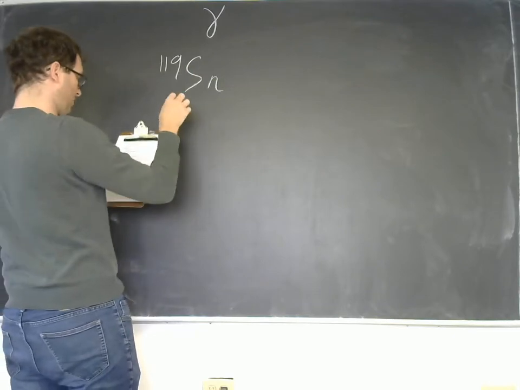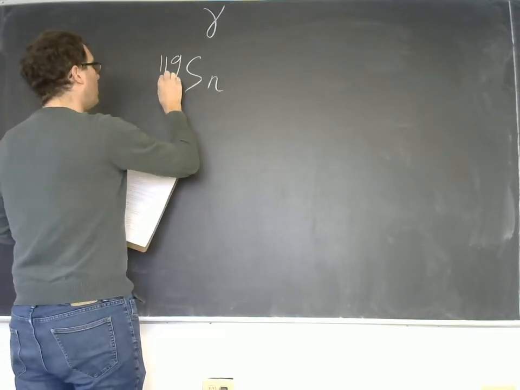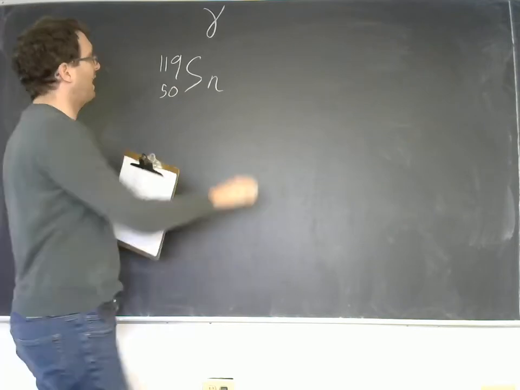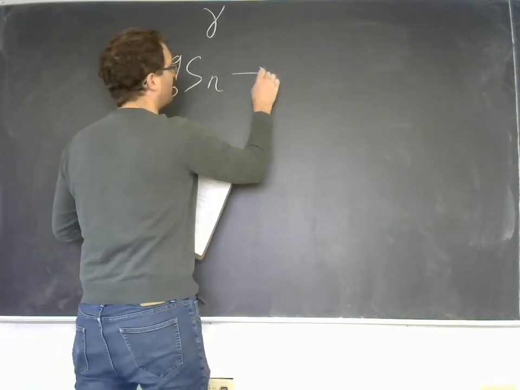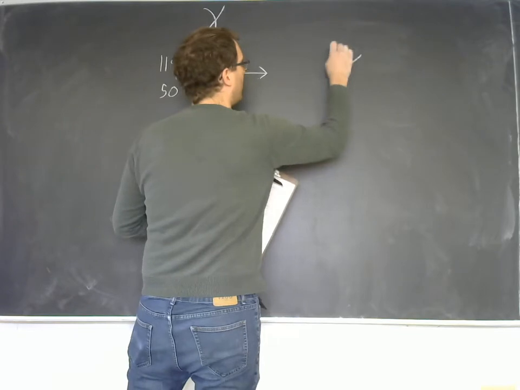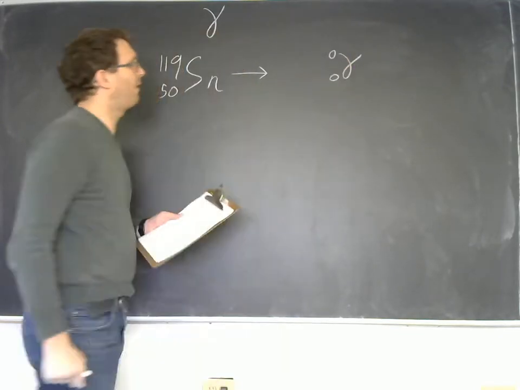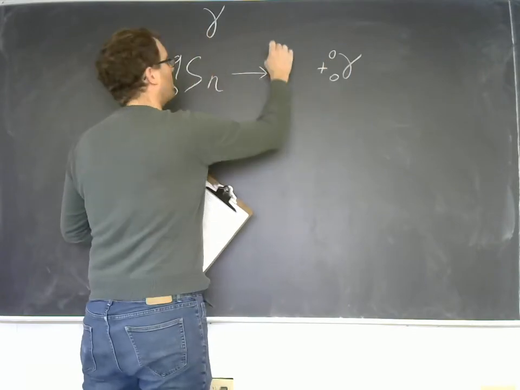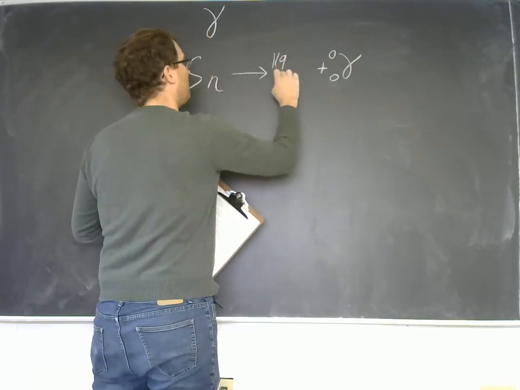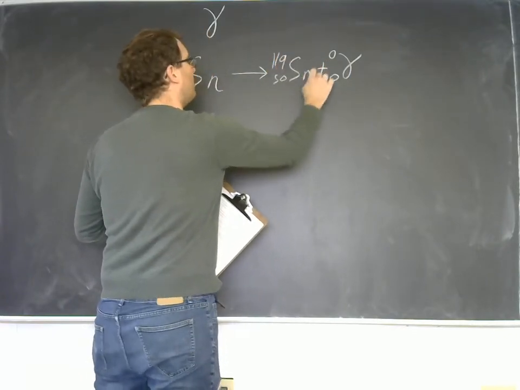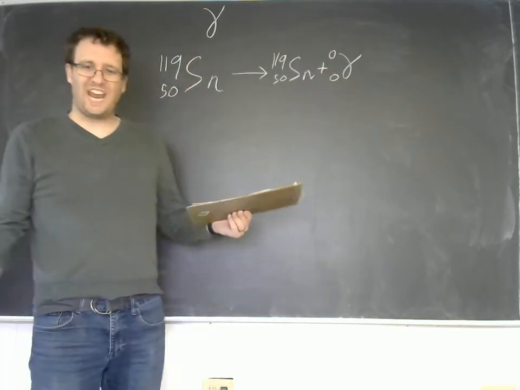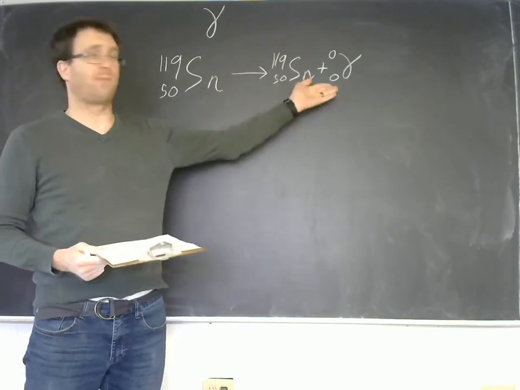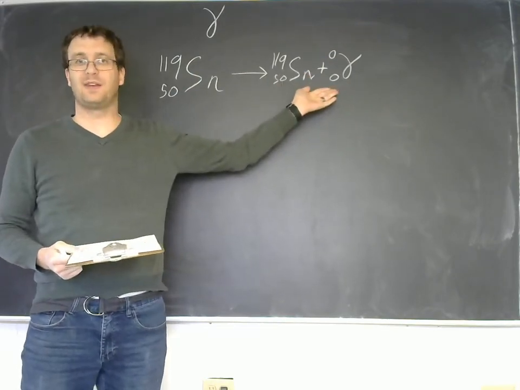So, where are we? Tin-119 can undergo gamma decay. The gamma ray has 0 mass and 0 charge, so what is left over? Well, it's still 119-50 tin. So what's changed? It's still tin, but it has lost a large amount of energy when it emitted that gamma ray.